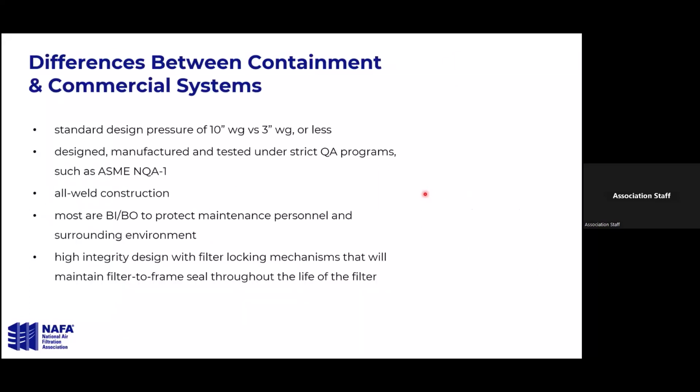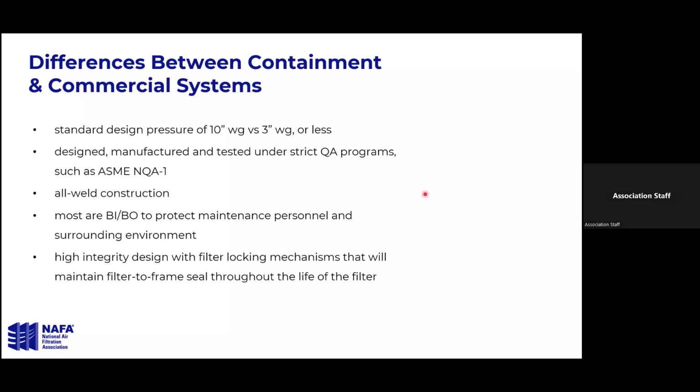So getting into the differences between containment and commercial systems, it seems like in my time in the industry, a lot of people are more familiar with the commercial systems, but are a little fuzzy when it comes to the containment side of things. Just from a general standpoint, the standard design pressure of containment housings is going to be at least 10 inches water gauge, versus roughly 3 inches, give or take, on commercial systems.